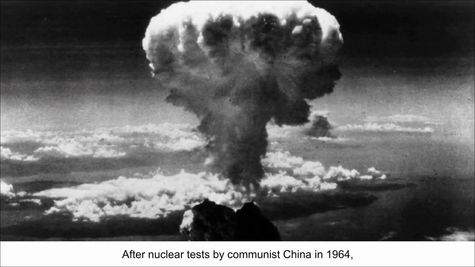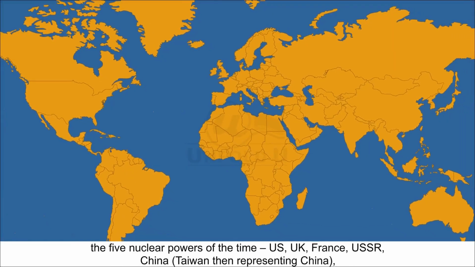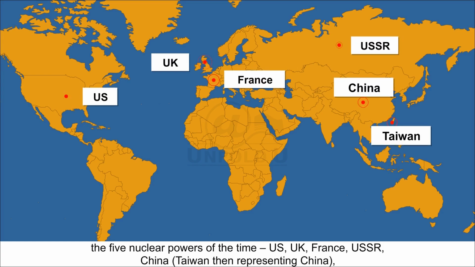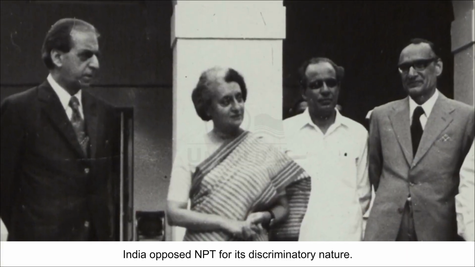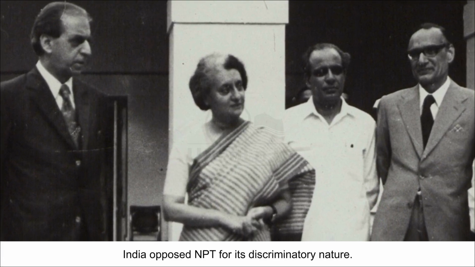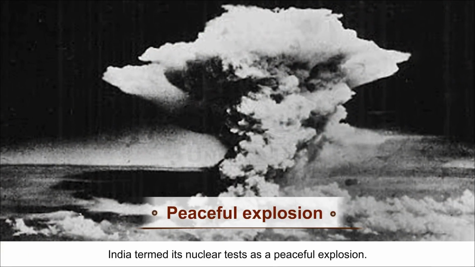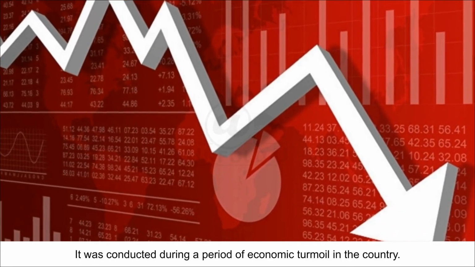After nuclear tests by Communist China in 1964, the five nuclear powers of the time, US, UK, France, USSR, and Taiwan, then representing China, tried to impose the Nuclear Non-Proliferation Treaty (NPT). India opposed the NPT for its discriminatory nature. India termed its nuclear tests a peaceful explosion. It was conducted during a period of economic turmoil in the country.